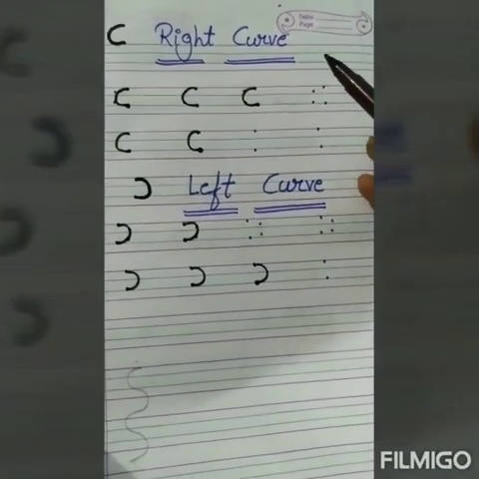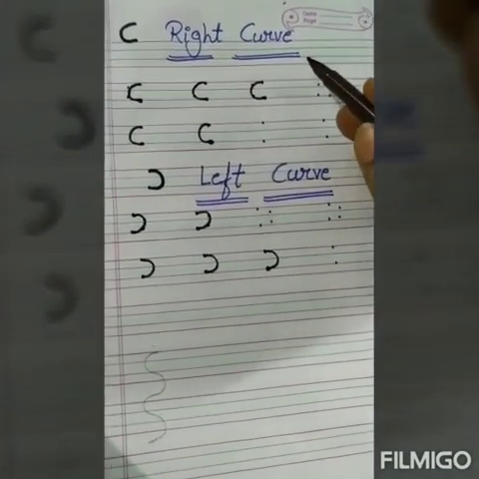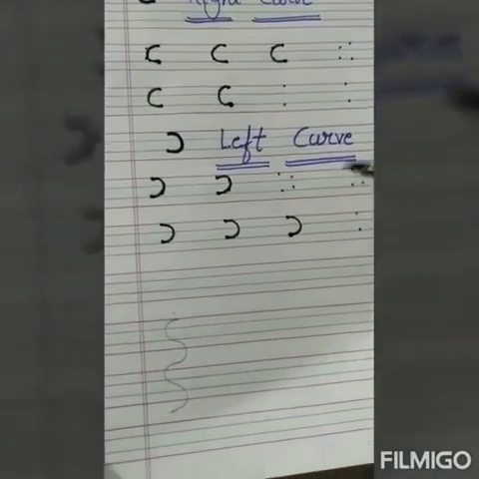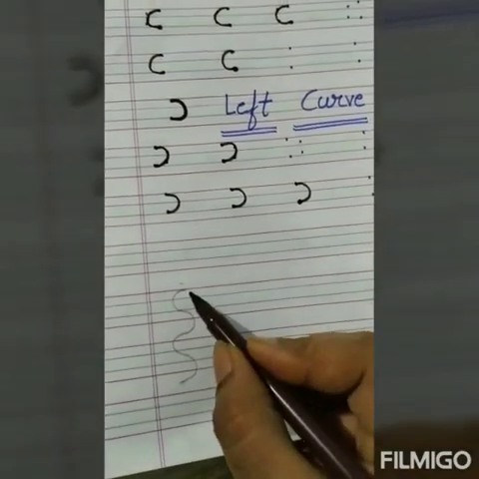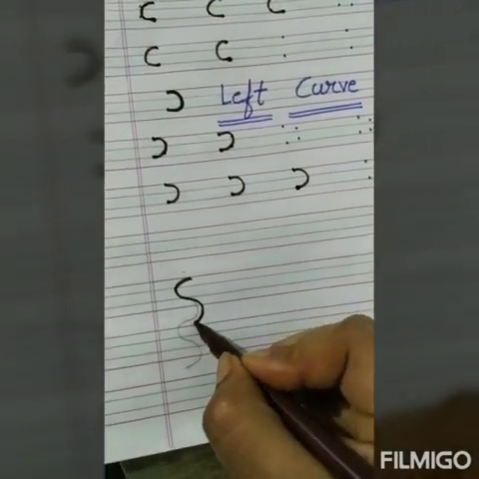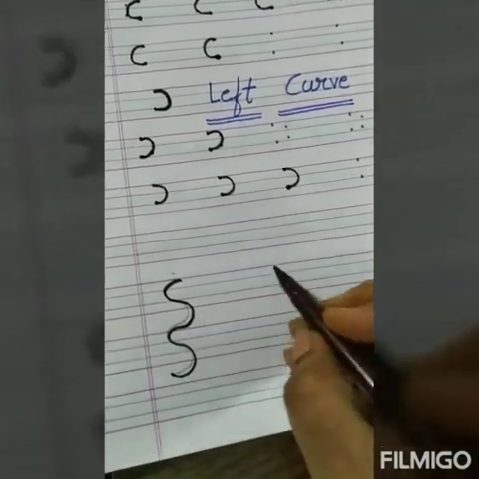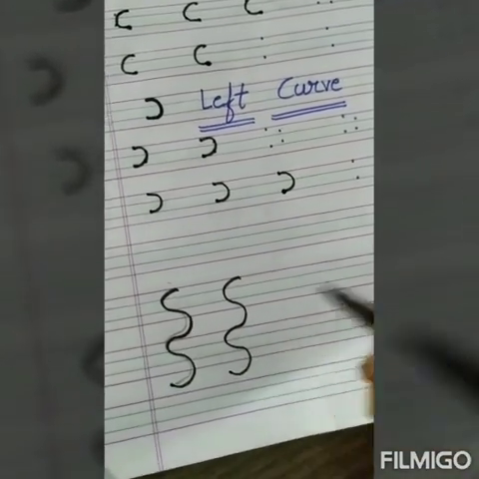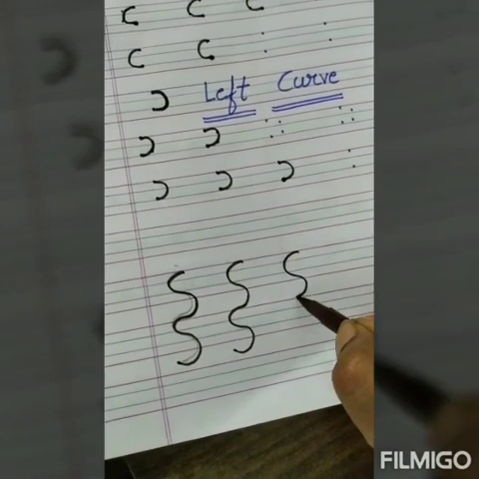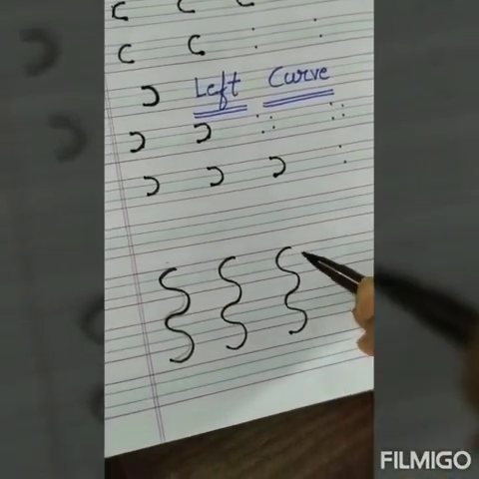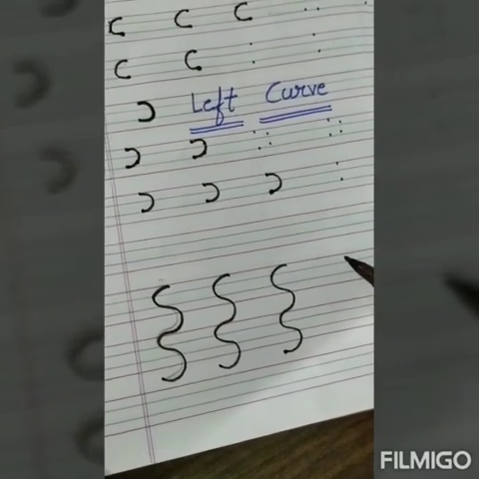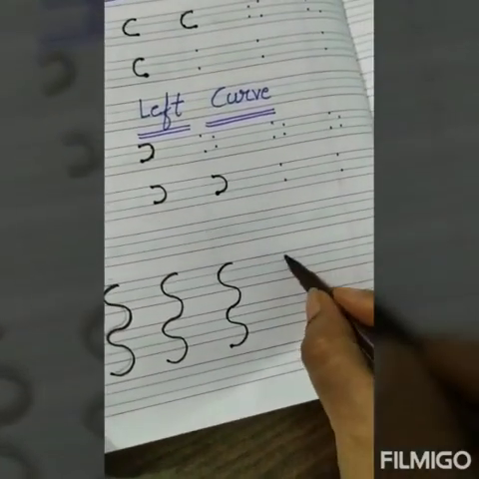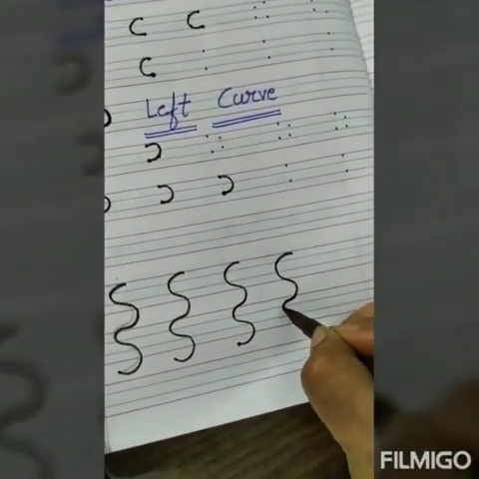Now we will join both curves, right curve and left curve, and make a big, long curve like this. Right curve, left curve, right curve and left curve. Hey, this looks like a snake. Practice it at home.